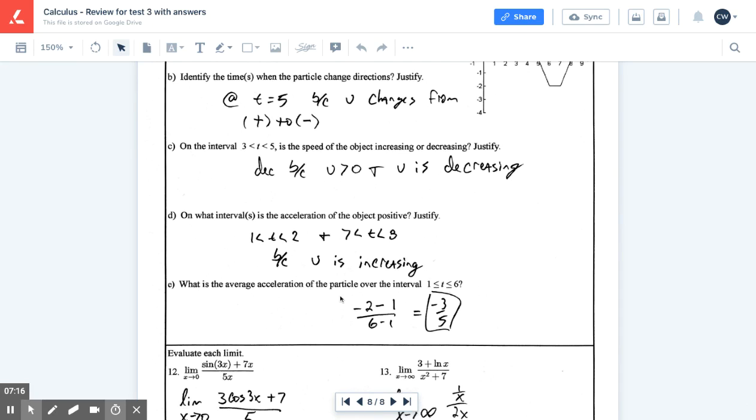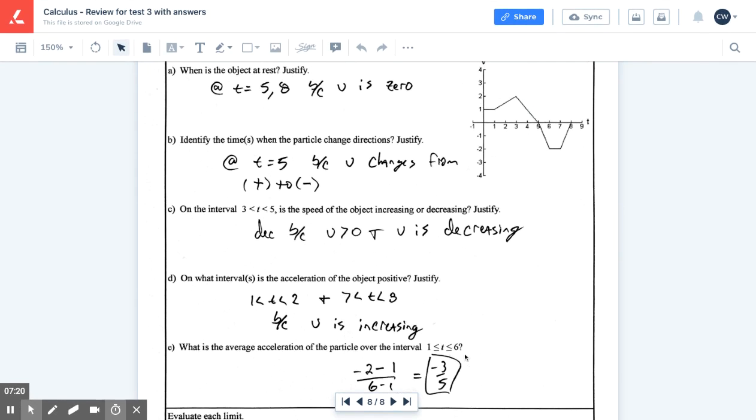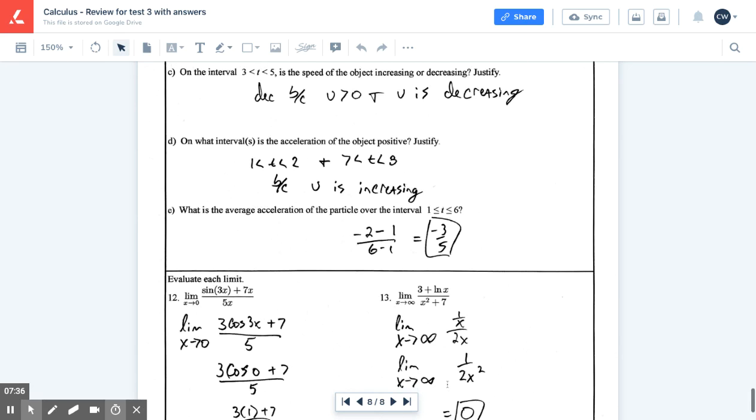Average acceleration of the particle from 1 to 6. So that means I need the change in velocity. I need to know what's my velocity at 6. So at 6, my velocity is negative 2. So that's why that's there. At 1, my velocity is 1. So that's why that's there. And then over 6 minus 1. So that's going to give me negative 3 over 5.